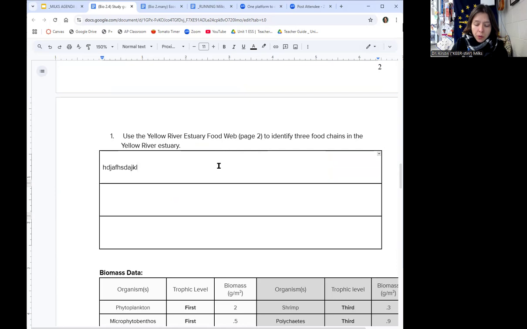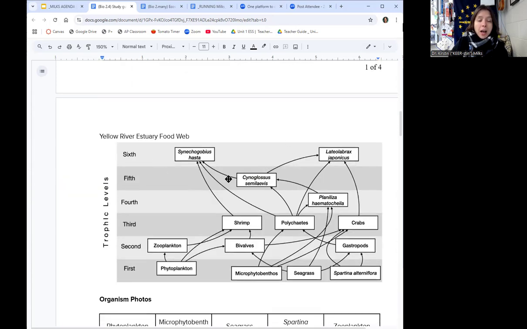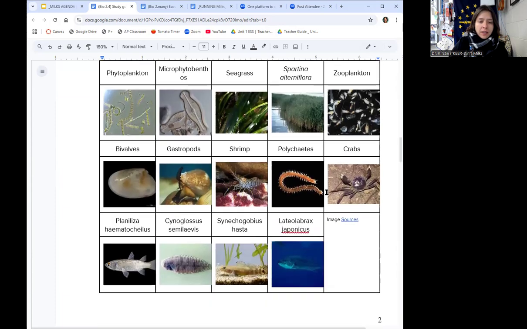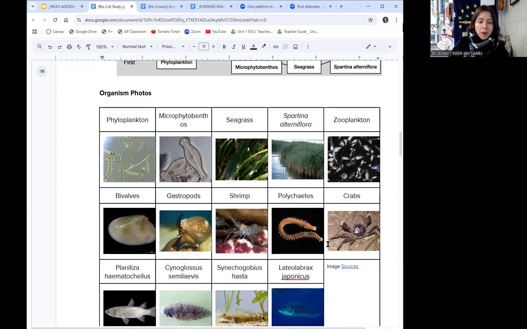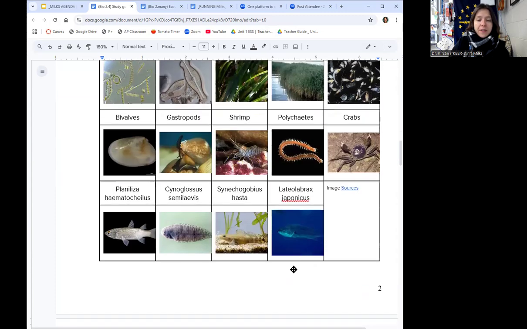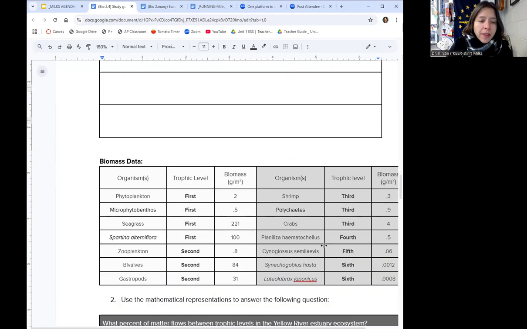It means that you write the producer and then you draw an arrow and then you write the primary consumer and then it goes like that. So that's going to be the food chains. And remember, the food web might show you there are only two at the top of the trophic level. One of them is Synechogobius hasta, it's our goby fish, and the Lateolabrax japonicus. There it is, that fish, right? So all of your food chains here are going to end with that organism.